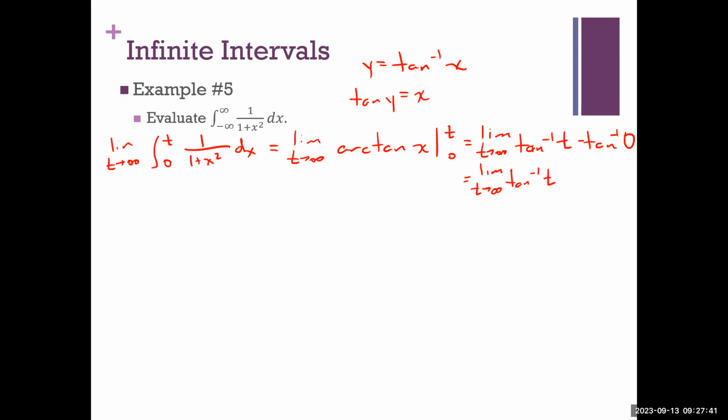So having said all that, what is the arctangent of 0? Should be 0, right? The angle that has a tangent of 0 is 0, so this basically vanishes.